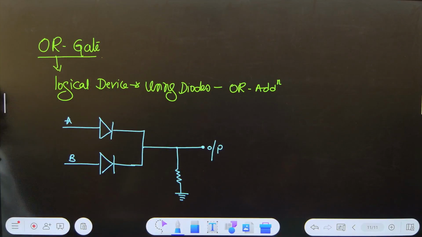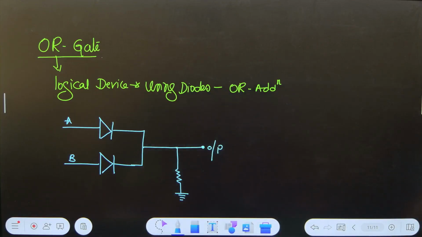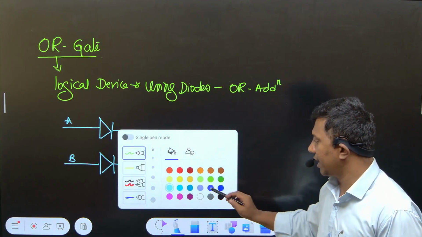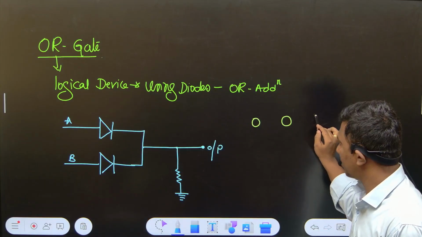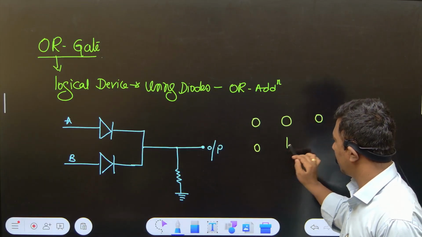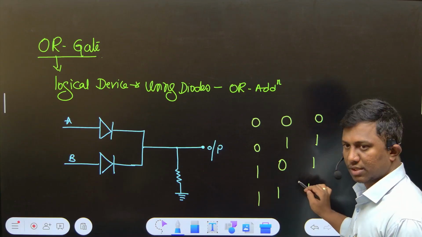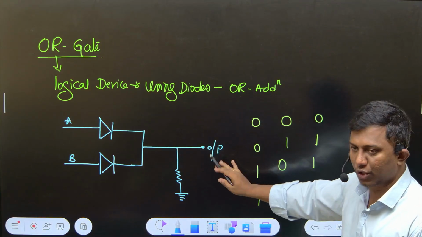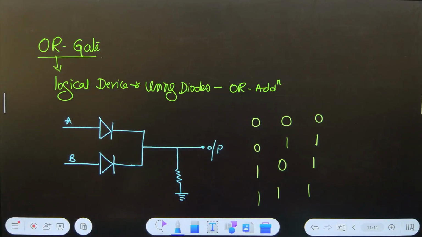This is exactly how the circuit looks. Two diodes will be there, connected as shown. This is the circuit for the OR gate. Now we already know the inputs. What are the inputs? 0, 0. What is the output? 0. 0, 1, 1. 1, 0, 1. 1, 1, 1. So this is the truth table. This is the circuit. Let us understand how this circuit will give that truth table.